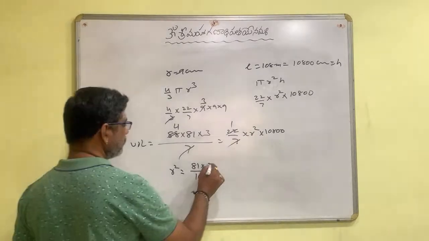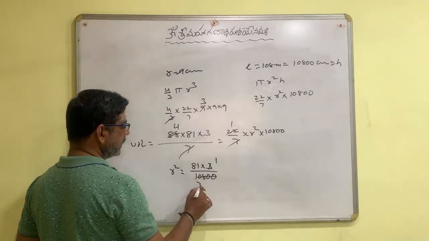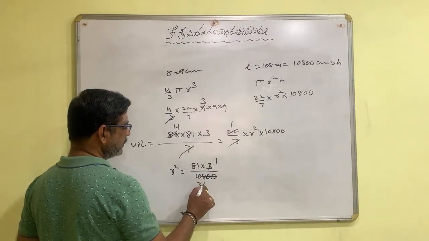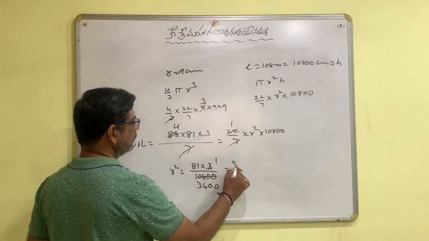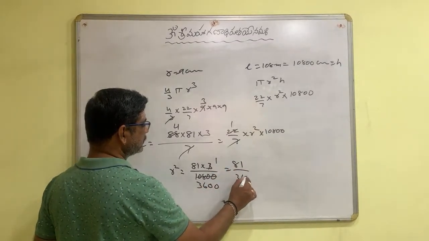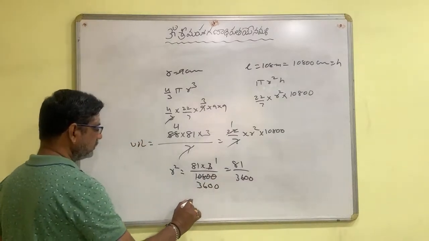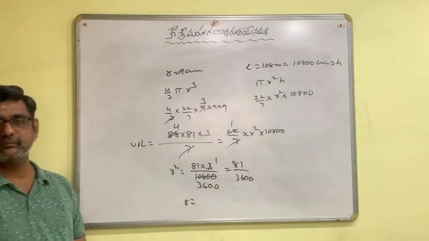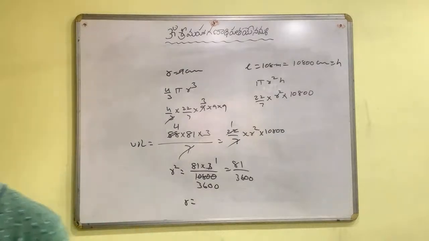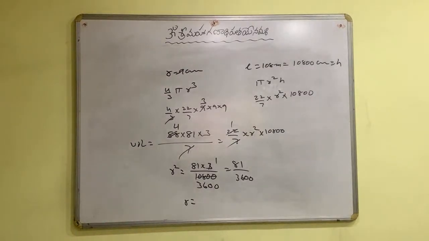Now 3 table. 3 3s are 9. 3 6s are 1800. So 81 by 3600 r square. Then children, tell me what is r?